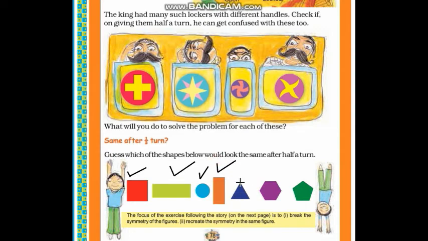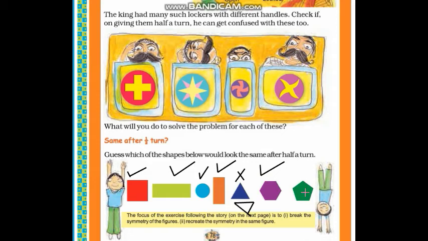Triangle after a half turn will not look the same, because it will look like this. So it will change, it will not remain the same. Now this, what is this? How many sides are there? 6 sides are there, so this is a hexagon. Will it look the same after giving a half turn? Yes, it will look the same.